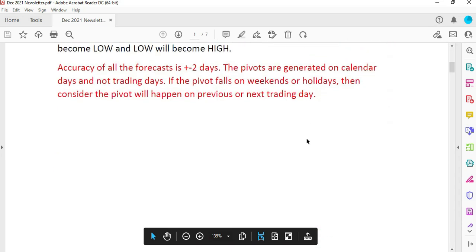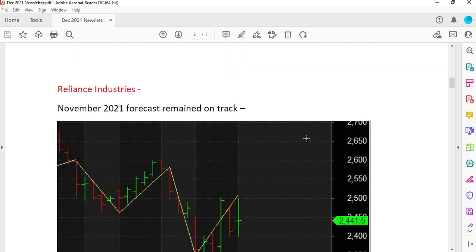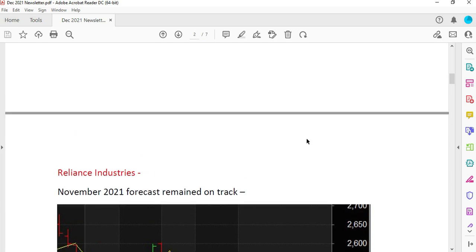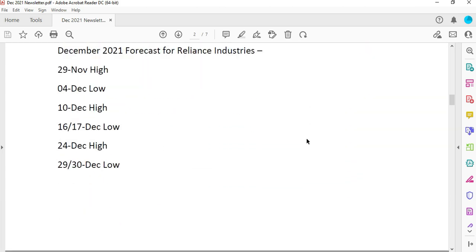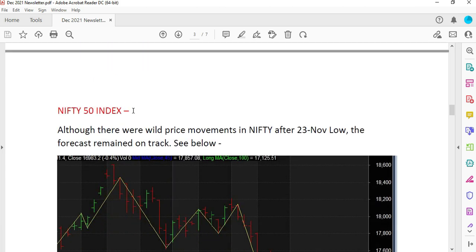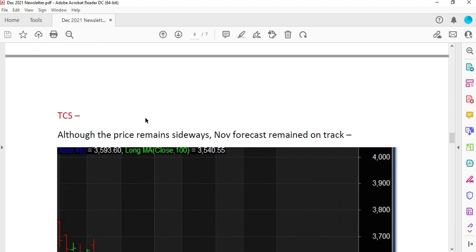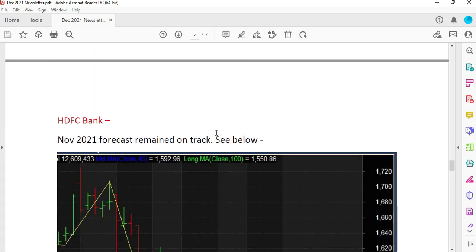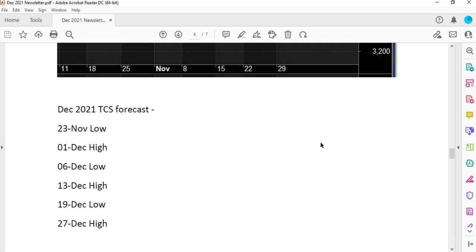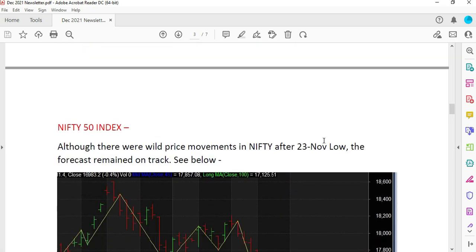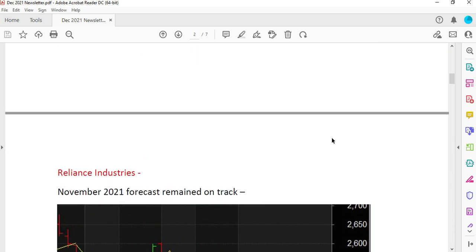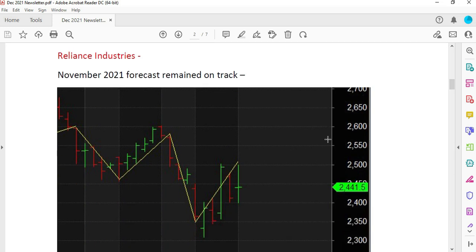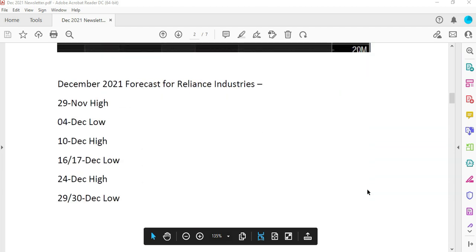Okay, this is the newsletter. By the way, this newsletter contains the forecast for Reliance Industries, then Nifty 50, TCS, and HDFC Bank. So let's see how the forecast worked in a couple of Indian stocks. Let me bring up the chart for Reliance Industries.